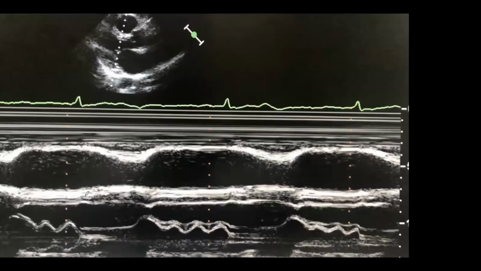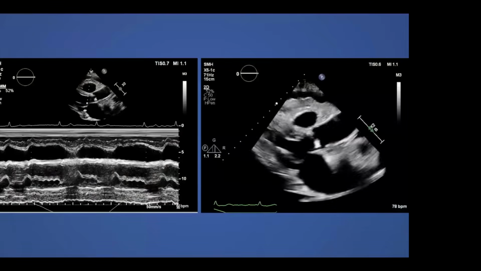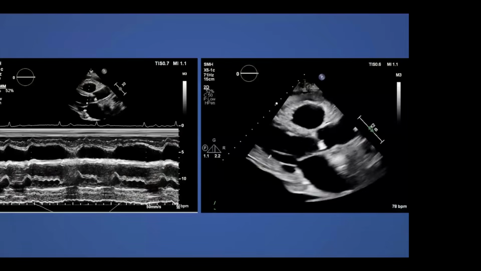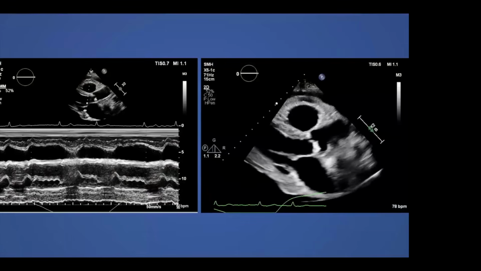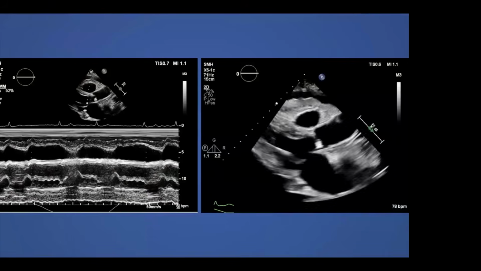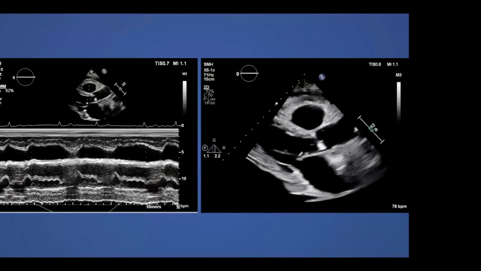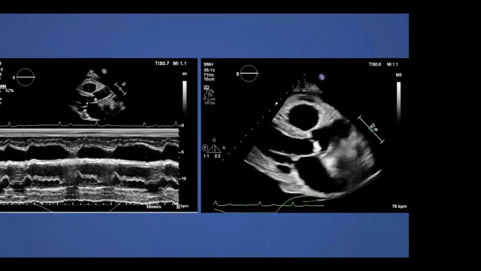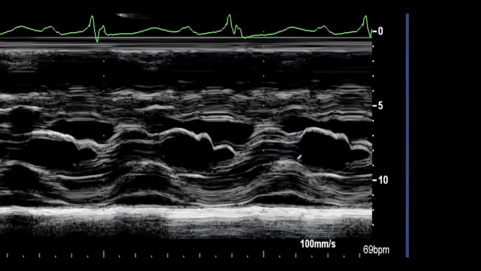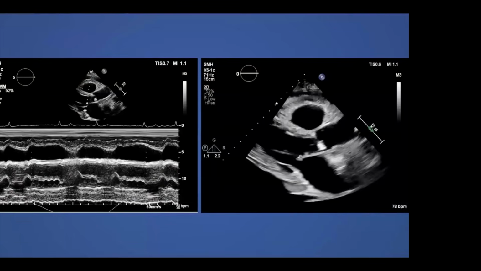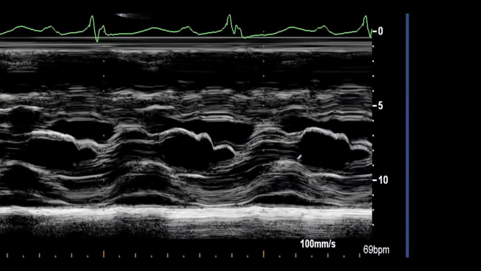So how about this one? What do we find? Flutter. A patient can alternate between atrial fibrillation and atrial flutter. And if you look by 2D, you cannot notice that this is the same patient. You can see the flutter very nicely in the M-mode. However, here it's just something moving around. And, oh, I thought I put another image. It's okay. How about this one?